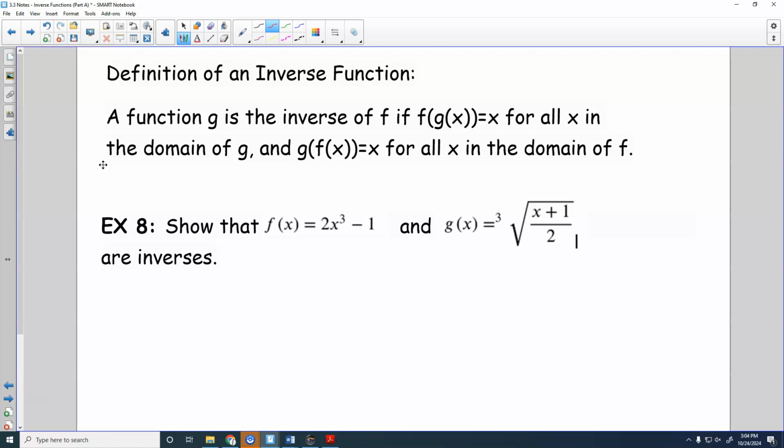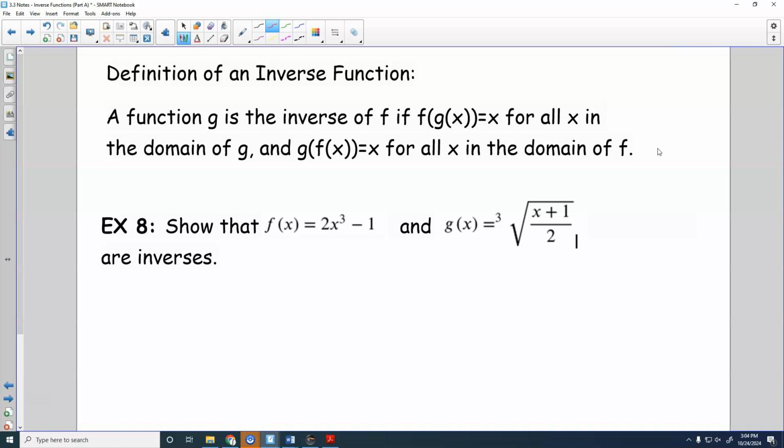Proving something that is an inverse. The proof of something that is an inverse is not just like finding the inverse of it. So the definition of an inverse is that function g is the inverse of f if f of g of x equals x for all x in the domain of g, and g of f of x equals x for all x in the domain of f. So if I do f of g of x or g of f of x, I should just get x. That's because g and f undo each other, right?